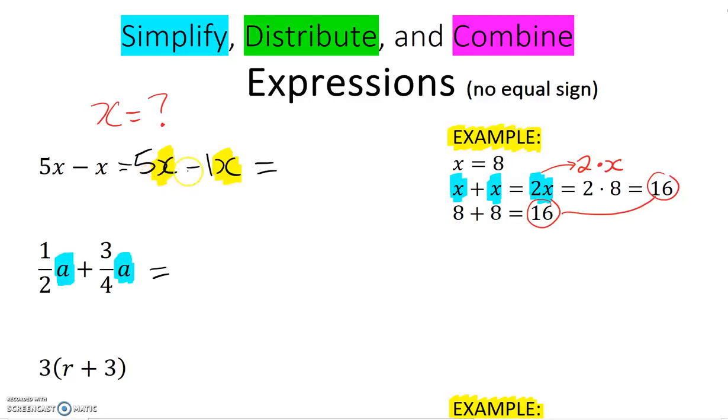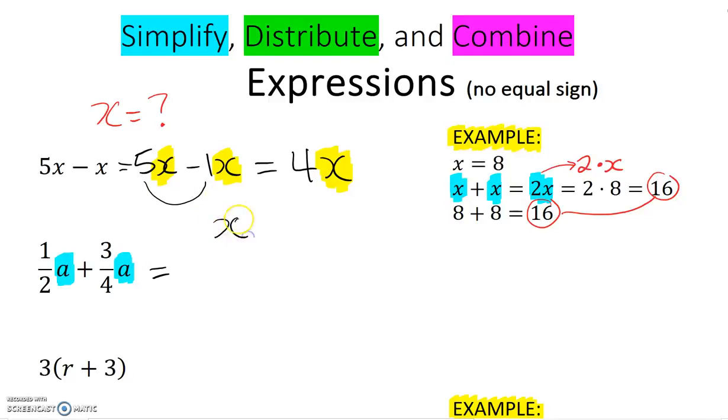All right, let's keep going then. So we have 5x minus 1x. Really, all we're doing here now is just the subtraction. 5 minus 1 is 4, and we have our variable left over. The very important part of this: you can only combine like terms. Like terms mean a variable with the same exponent.